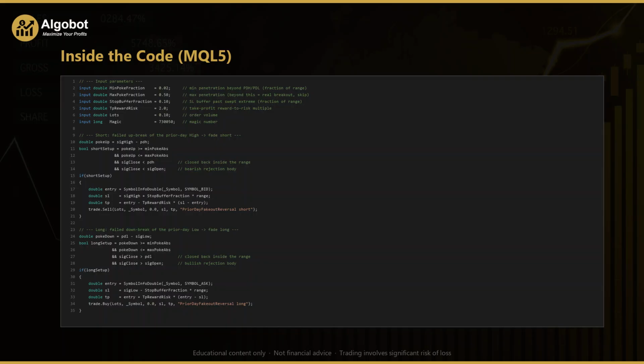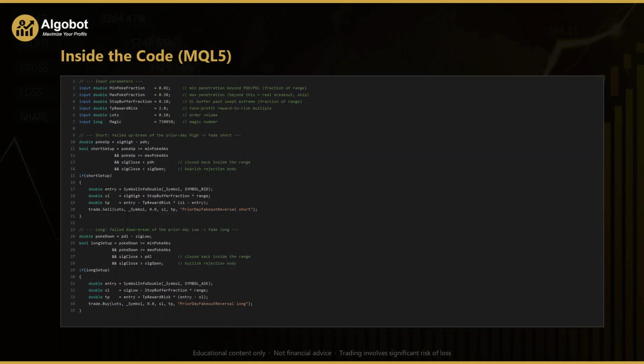MinPokeFraction and MaxPokeFraction define how far price has to push beyond the level for it to count as a fakeout rather than a touch or a real breakout. StopBufferFraction controls how far past the swept extreme the stop sits. TpRewardRisk is the reward-to-risk multiple, set to 2.0 by default. Lots is the order volume, and magic is the identifier the EA uses to track its own trades. Below the inputs are the two signal blocks.